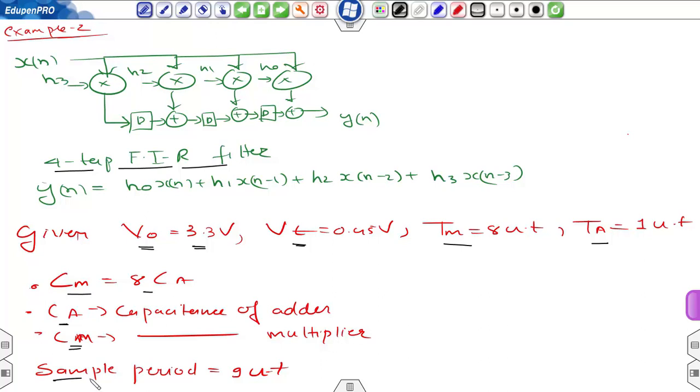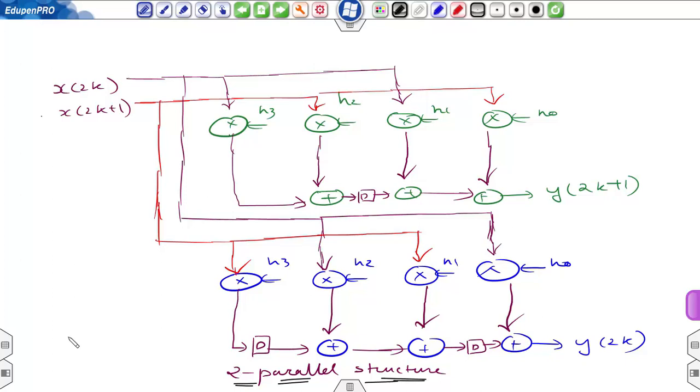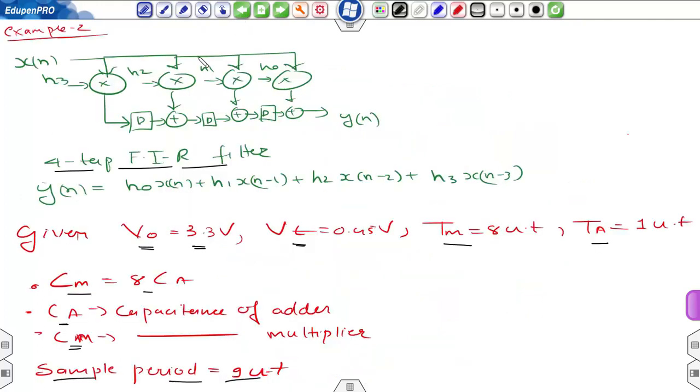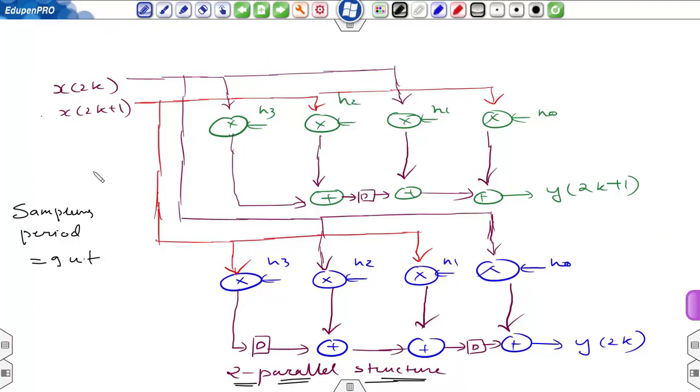and the sample period at which the system is being operated is 9 unit time, and its two level parallel version is shown, and the sampling period of this architecture is also 9 unit time. This means that the sequential circuit and the two level parallel circuit are being operated at the same sampling rate. Okay, and if you do that, then you can reduce the supply voltage of this architecture, and by doing that you can reduce the power consumption of this circuit.